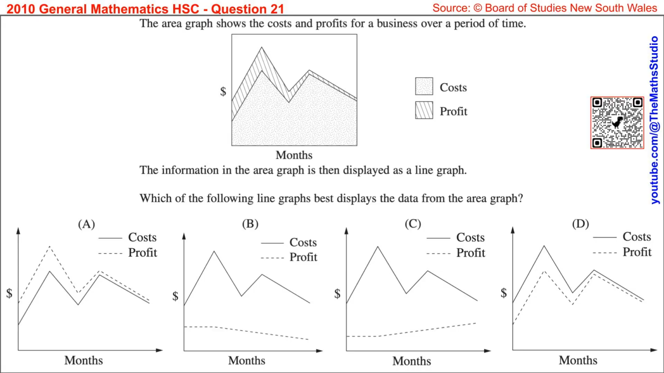Question 21. The area graph shows the costs and profits for a business over a period of time. The information in the area graph is then displayed as a line graph. Which of the following line graphs best displays the data from the area graph?